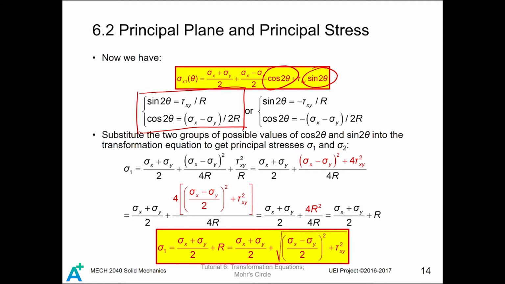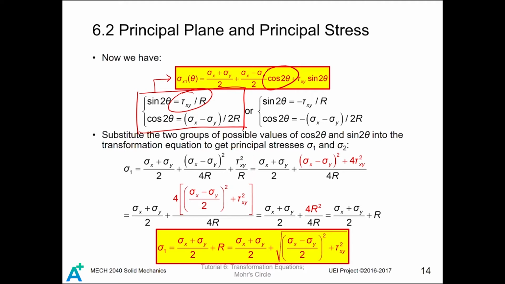First, we substitute the first system into the transformation equation. Then the first principal stress is given by 1/2 of sigma x plus sigma y, plus sigma x minus sigma y divided by 2 times cosine 2 theta, which is sigma x minus sigma y divided by 2R. Then the whole term becomes this thing. It is not the end. Next, we substitute sine 2 theta into the equation, which is tau xy divided by R, and then multiply with the tau xy located here. Then this term will become tau xy squared divided by R.